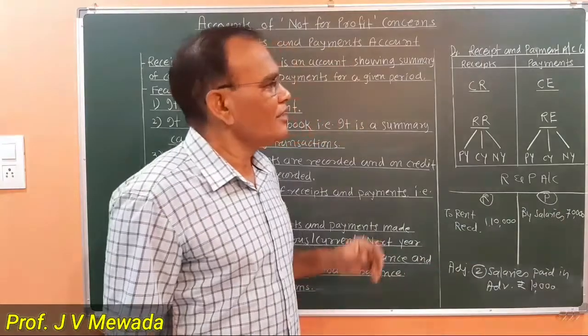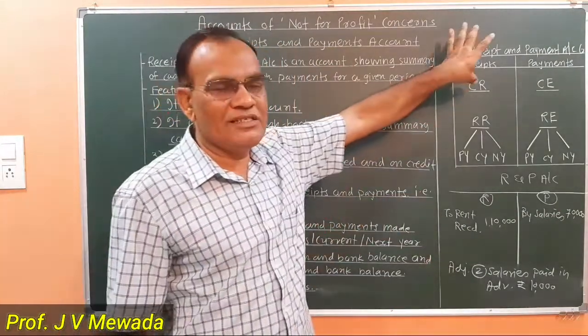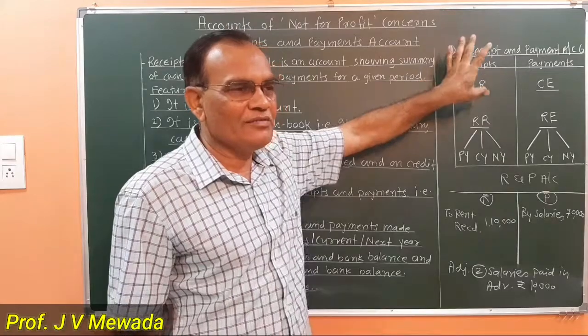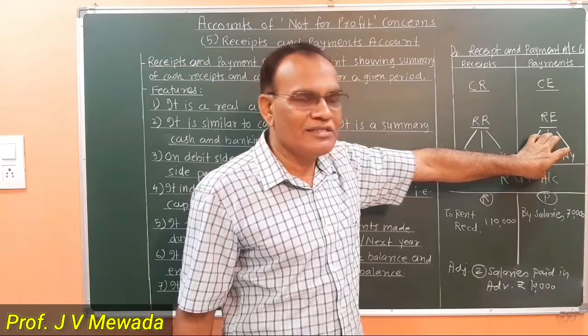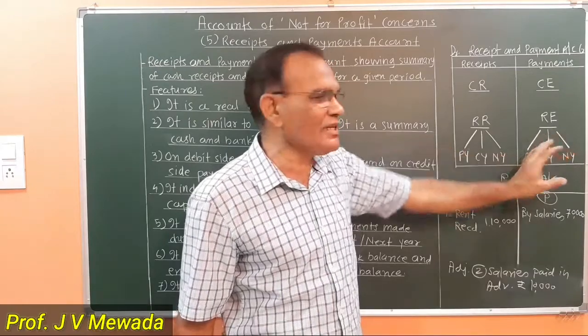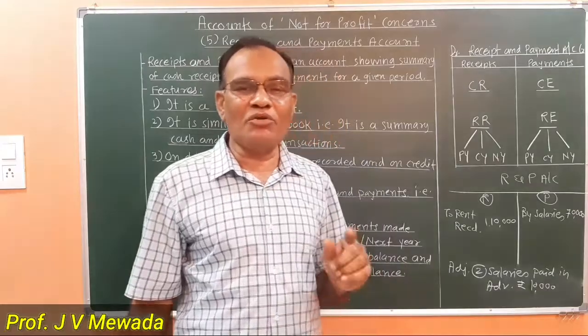Now this is the normal balance. Cash has a debit balance, bank has a debit balance. At the end of the year, cash has a debit balance and bank also has a debit balance, which appears on the credit side. But sometimes we have a bank overdraft.